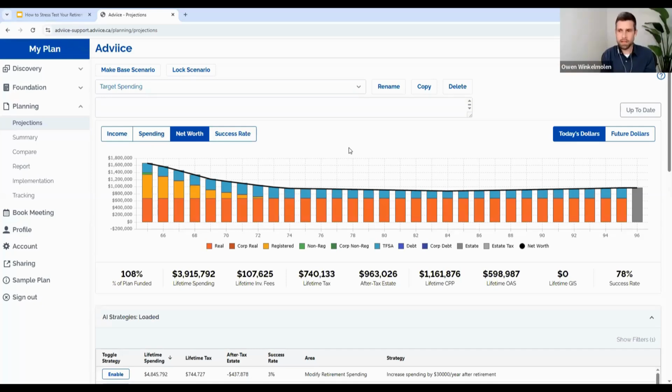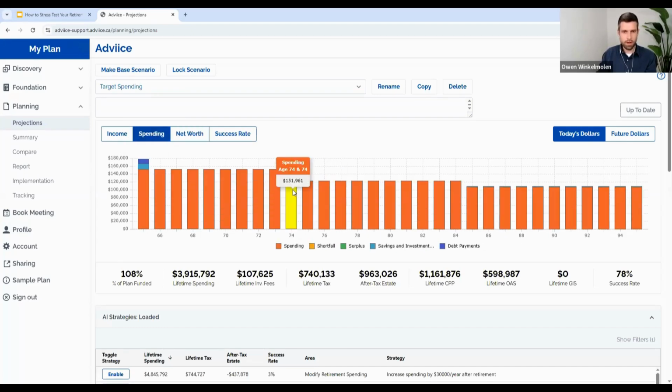Okay. So in this case, we've got a plan that's 78% successful. They're 108% plan funded. So overall, quite good. We've got fairly good retirement spending here. They're spending 152,000 as the goal until 75. Then we've got 122,000. Then we're down to 107,000 in late retirement. So lots of room there for spending, definitely above average for a couple in retirement. But the question here is, is this the right number to aim for? Should we be aiming for a different number?